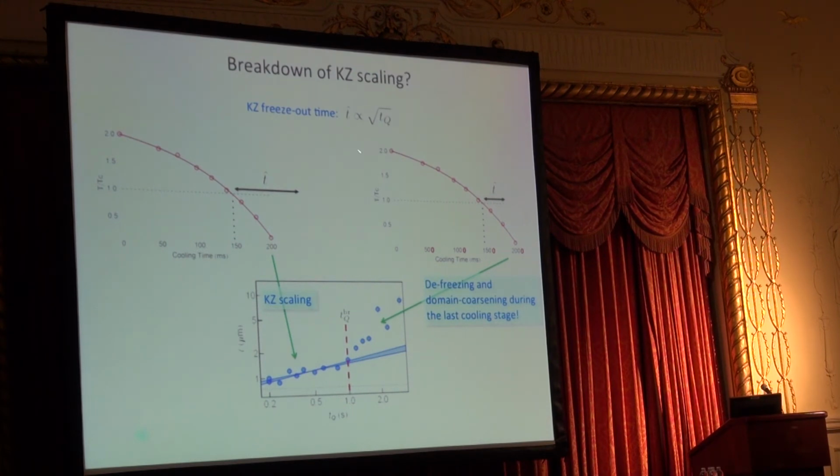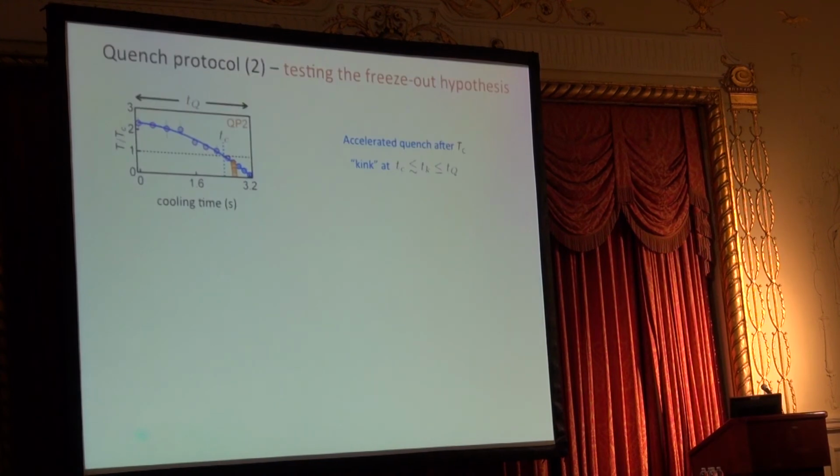So we said, okay, this scaling law has an unknown prefactor. It's certainly not universal, and it's not even known for us. But since we see where we switch from scenario A to scenario B, we can actually fix the prefactor and make predictions that we can test further with a different quench protocol. So this is the second quench protocol, here shown in orange.